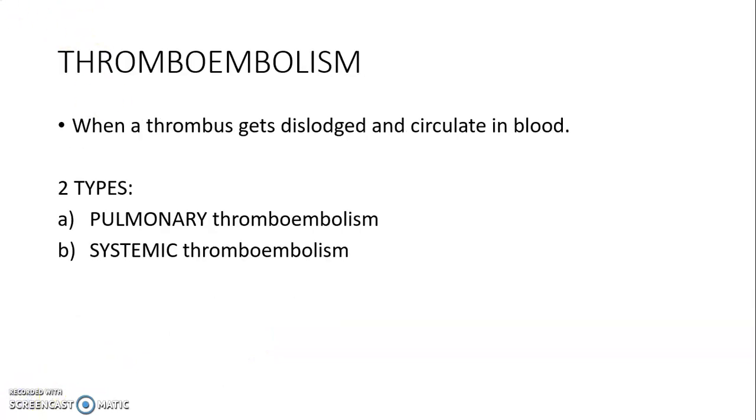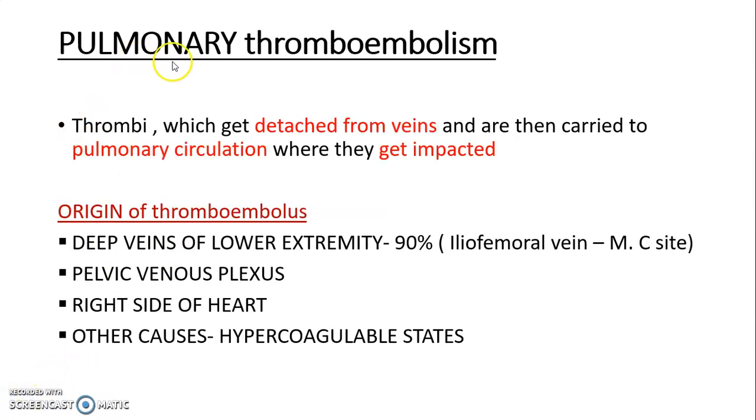First, we will discuss thromboembolism. When a thrombus gets dislodged and circulates in blood, it is known as thromboembolism. Thromboembolism is further of two types: pulmonary thromboembolism and systemic thromboembolism. Now, the pulmonary thromboembolism. The thrombi which get detached from veins are then carried to the pulmonary circulation, where they get impacted.